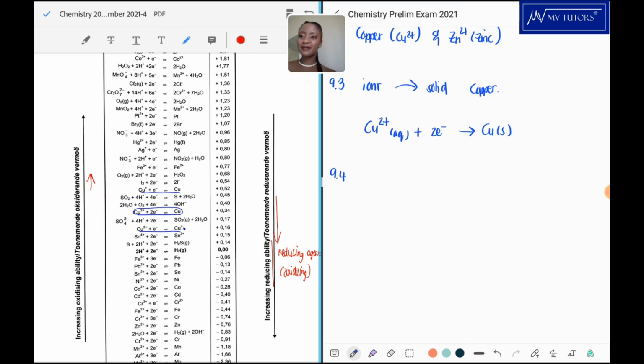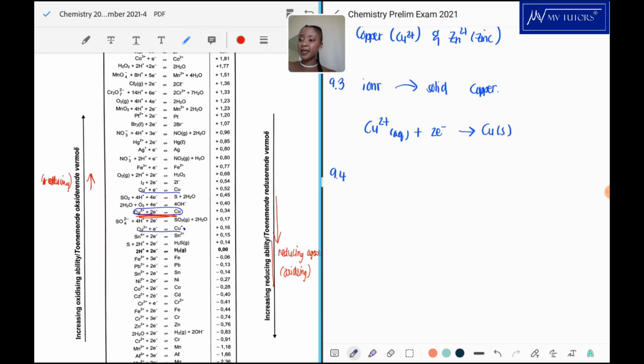My son, please excuse that sound. But yeah, in this case then, it's reducing ability. Ooh, what did I write there? But yeah, it's reducing ability. Please excuse my handwriting there.